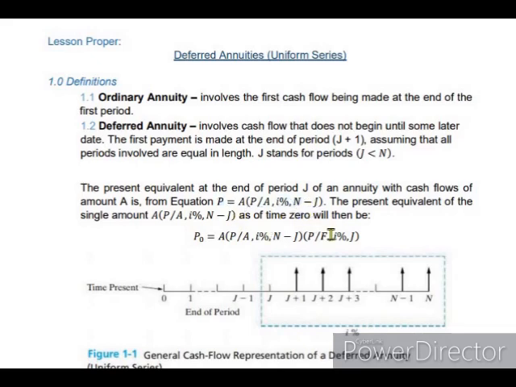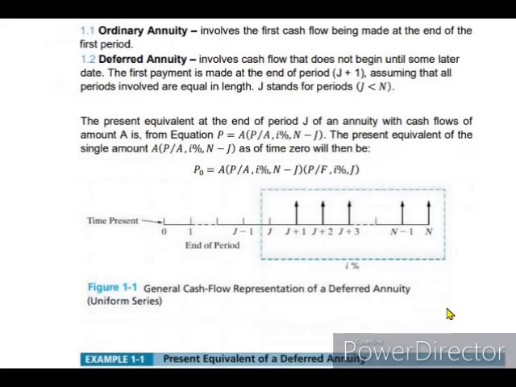Okay? Dinagdagan lang ng minus J. The present equivalent of the single amount, yan o, may minus J lang, as of time 0 will be, yun, ito yung pinaka-formula niya. Okay, so ito yung cash flow niya, times time present, so 0. End of period 1. Tapos, pansin nyo, kada isa, nagma-minus lang o. J minus 1. Pagdating dito naman, J na lang, tapos J plus 1, J plus 2, J plus 3, hanggang dito sa N minus 1, hanggang yung pinakadulo na N.